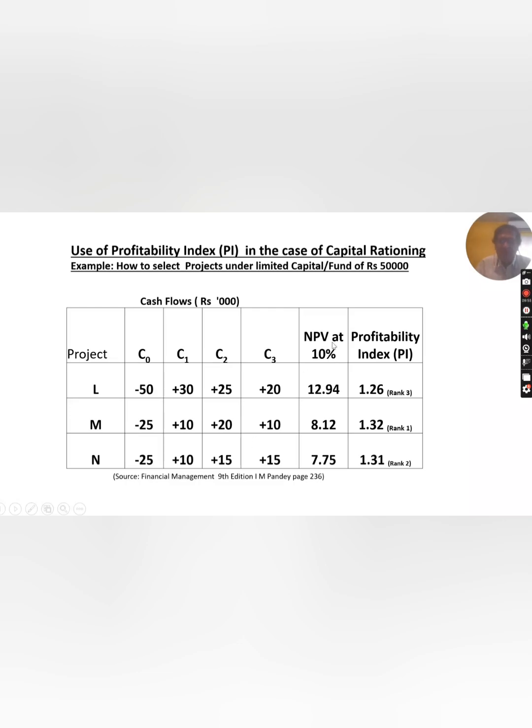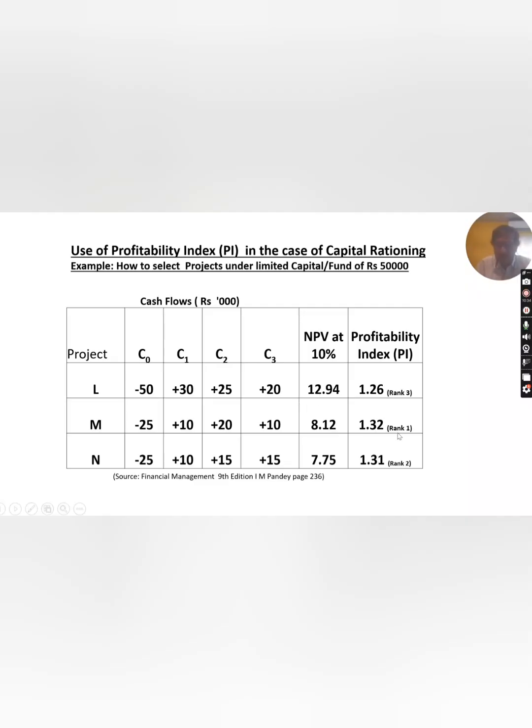The NPV is highest for project L. If you select the project L, then what will happen? It is possible, as the fund requirement is 50,000 and the budget is 50,000. But you can't select any more project as your total fund has been exhausted. And in that case, what will be the NPV? NPV will be 12.94. This is one alternative.